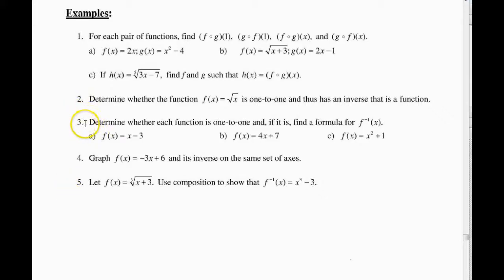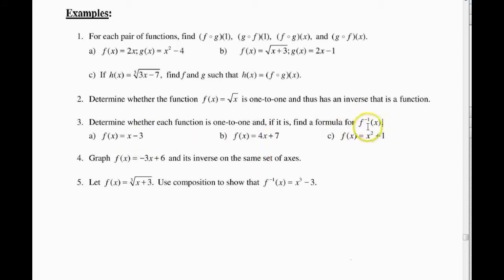Now, you're going to be able to keep your booklets open and see these, and I will keep my booklet open too. But for number 3, we are to determine whether each function is 1-to-1, and if it is 1-to-1, find the formula of its inverse. This is the inverse symbolism. F with a -1, this is not a negative exponent. It's not a negative, it's just the symbol for the inverse function. And this is read F inverse. Say it with me. F inverse of x.